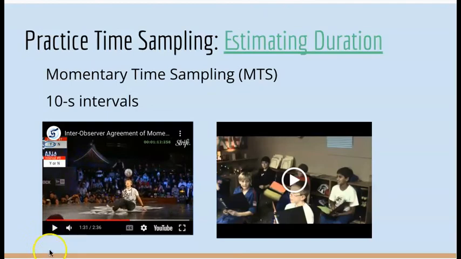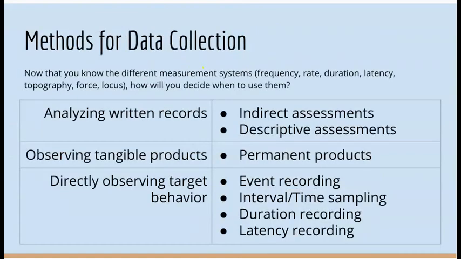So we will also work on this in class. Just gives you an idea of momentary time sampling. It can be a more efficient way of measuring behavior. The downfall, or the reason you wouldn't want to use it, is if you need to have a very exact count, because it only estimates the duration or the occurrences of behavior.